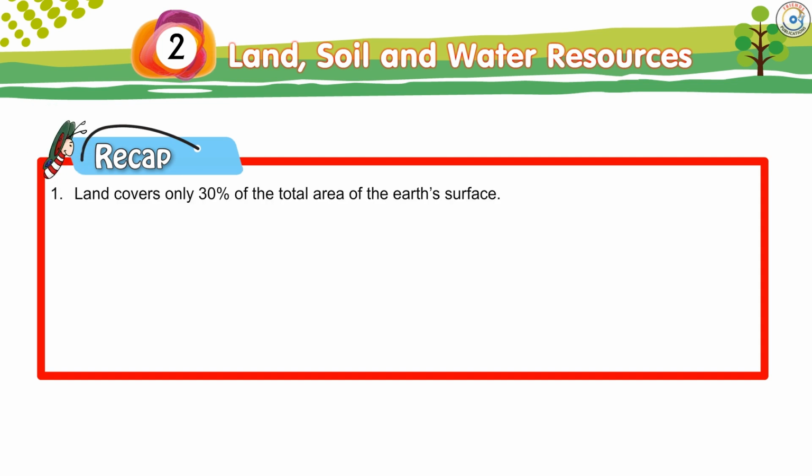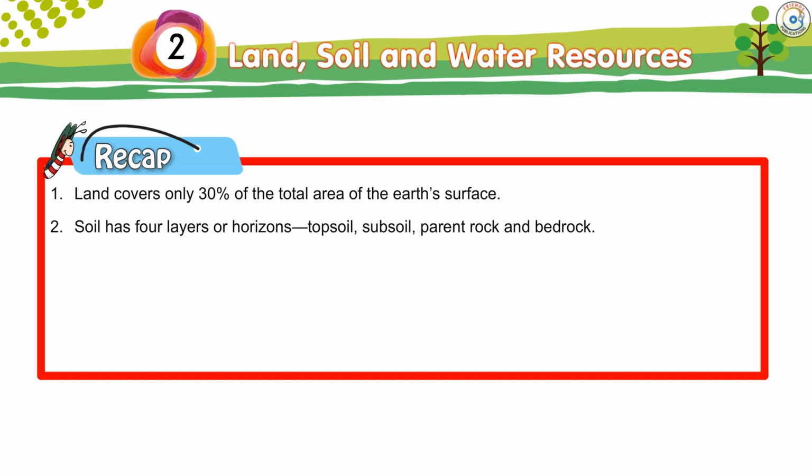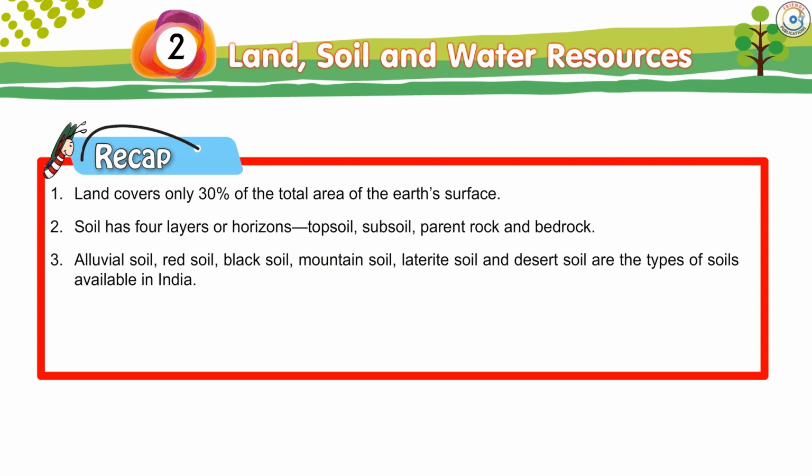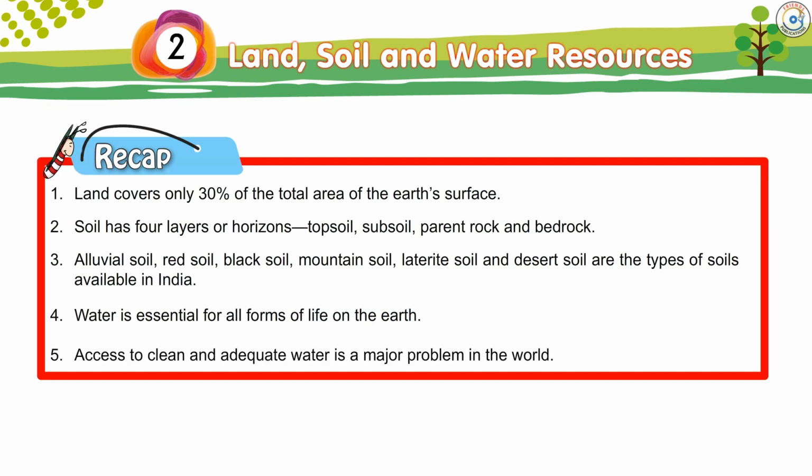Recap. Land covers only 30% of the total area of Earth's surface. Soil has 4 layers or horizons: topsoil, subsoil, parent rock and bedrock. Alluvial soil, red soil, black soil, mountain soil, laterite soil and desert soil are the types of soils available in India. Water is essential for all forms of life on the earth. Access to clean and adequate water is a major problem in the world.